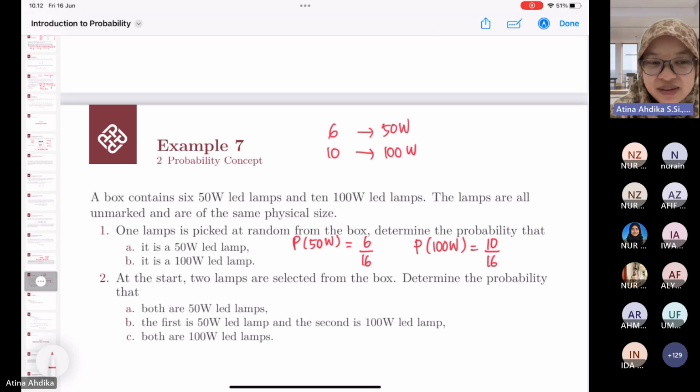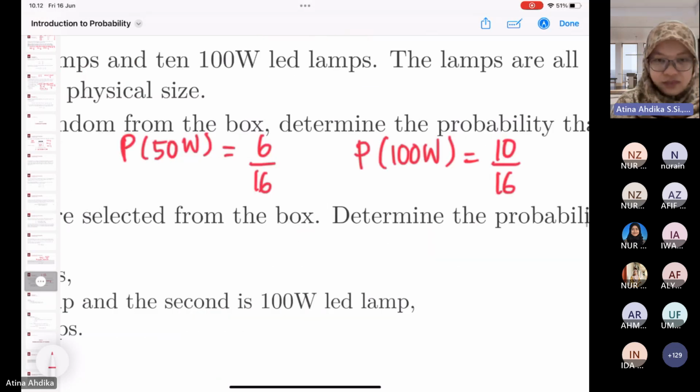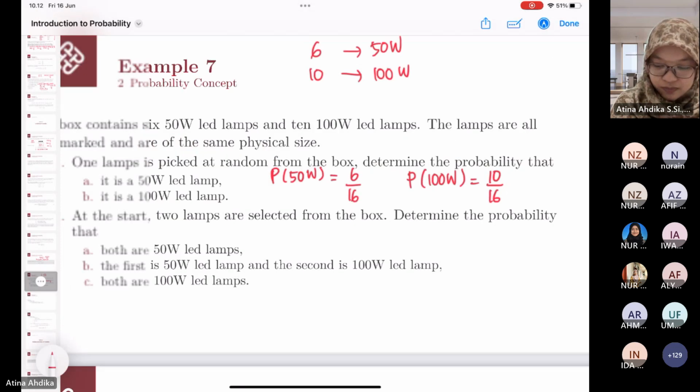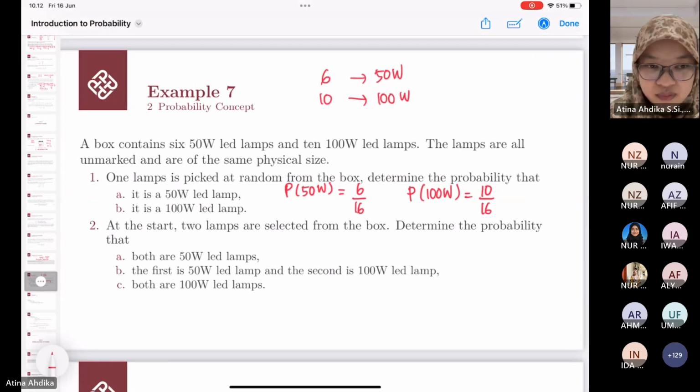Anyone can answer? Okay. How can we answer this question?